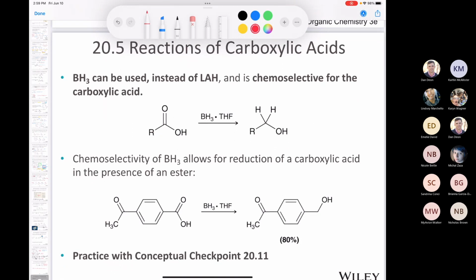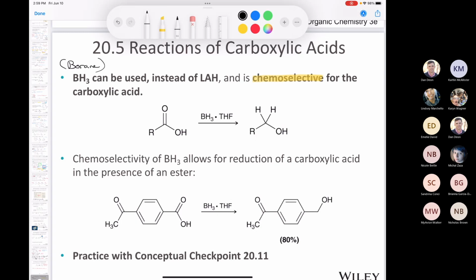It's using borane and THF. And here's a word I don't think we've used yet in this class. It's called chemoselective. Check this out. It says borane, BH3. Borane, BH3, can be used instead of LAH and is chemoselective for the carboxylic acid. So another way to reduce a carboxylic acid is just by treating it with borane and THF.